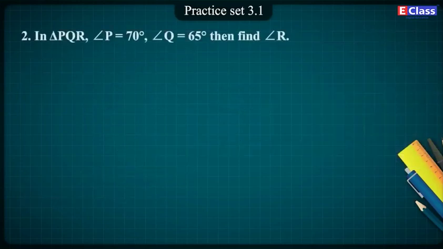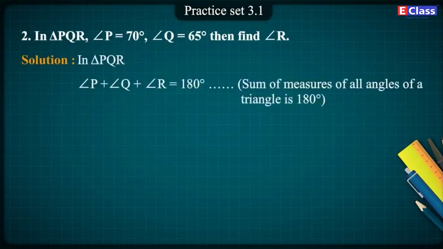Question number 2. In triangle PQR, angle P is equal to 70 degrees. Angle Q is equal to 65 degrees. Then find angle R. Solution. In triangle PQR, angle P plus angle Q plus angle R is equal to 180 degrees, as sum of measures of all angles of a triangle is 180 degrees.